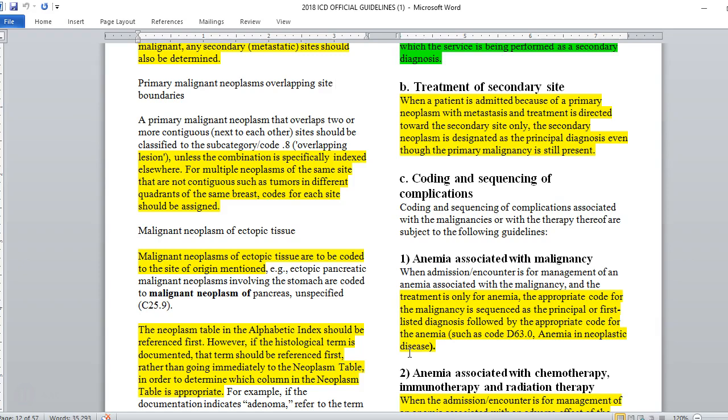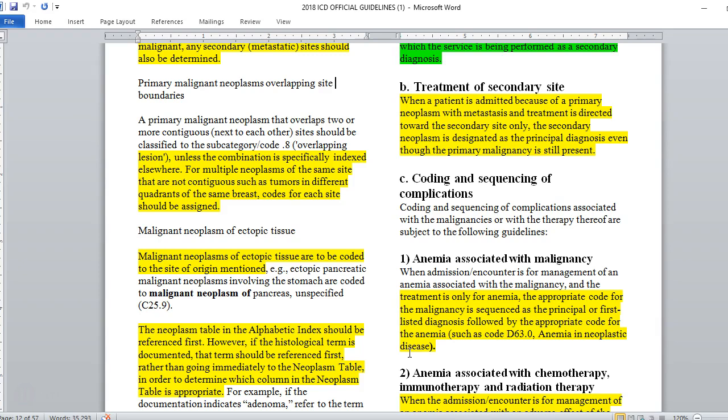Okay, now for multiple neoplasms of the same site that are not contiguous, such as tumors in different quadrants of the same breast, a code for each site should be assigned. So again, we only use a combo code when they are touching each other. If the tumors are completely separate in the same body part or in separate body parts, we are going to code them separately.